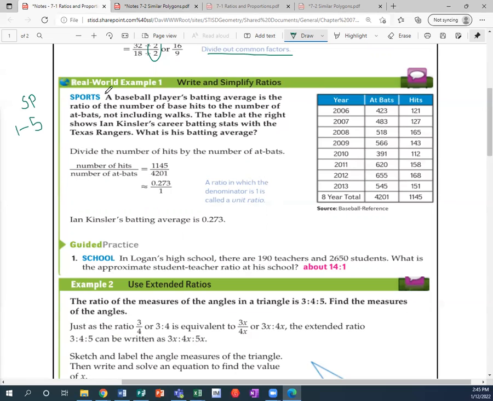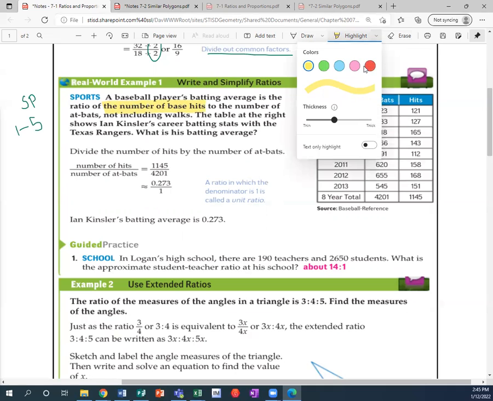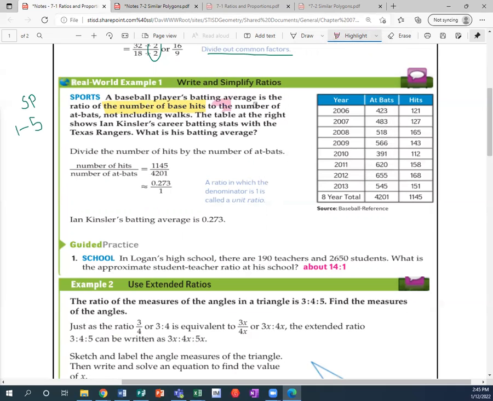It's talking about sports, and it says that a baseball player's batting average is the ratio of, all right, let's look at what it's the ratio of. It's the ratio of the number of base hits to the number of at-bats. Now, it took me a little bit to realize what at-bat meant. At-bat meant the number of times I step up and I have the bat in my hand and I'm going to try to hit the ball. Not how many times I hit the ball, not how many times I miss the ball, but how many times I just try it. Okay, that's the number of at-bats.